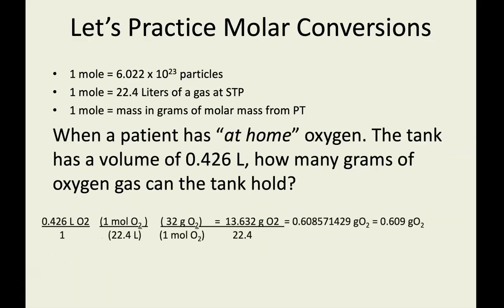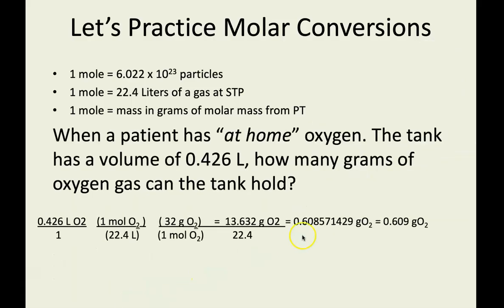Awesome. So hopefully you figured this out. And you got 0.609 grams of oxygen gas. Again, that would be rounded to 2 significant figures. So what did I do here, just in case you didn't get the 0.609? Otherwise, you can fast forward along.